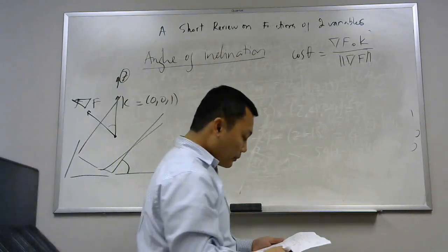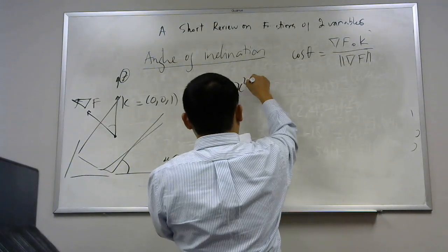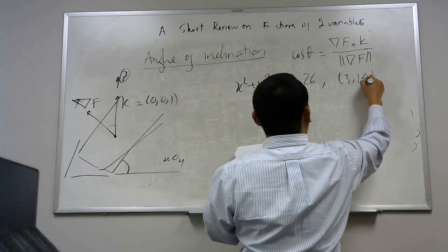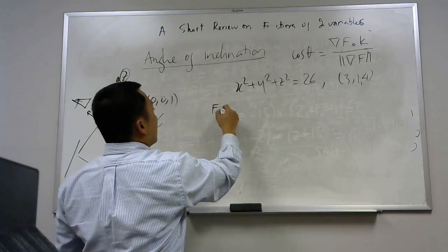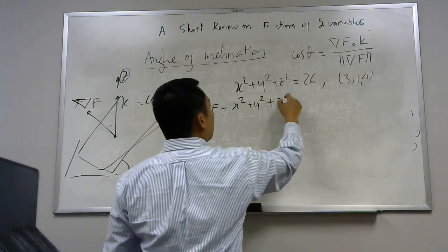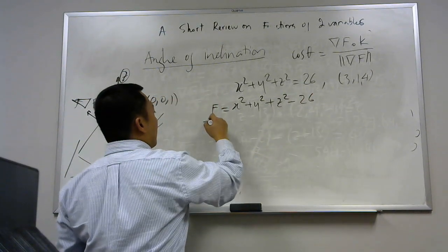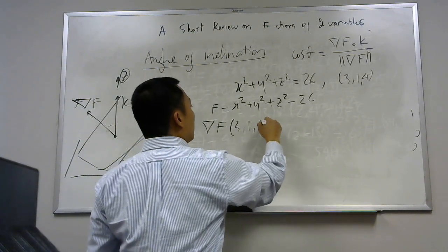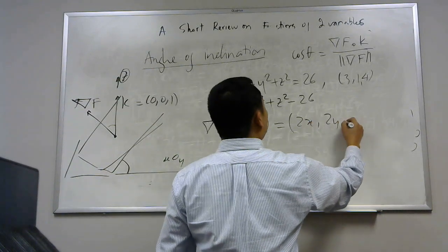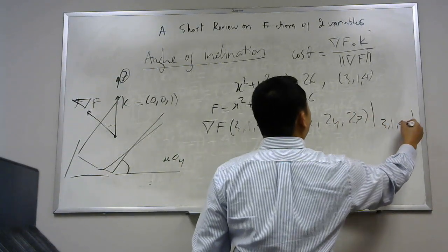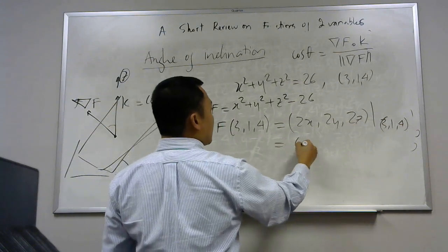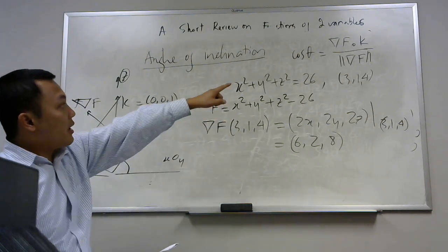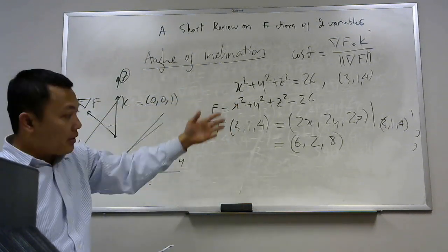So here we have x squared plus y squared plus z squared equal to 26. And the point is 3, 1, 4, right? I write f equal to x squared plus y squared plus z squared minus 26. And then I find the gradient of f. Let's calculate at 3, 1, 4. That is 2x, 2y, and 2z, right? At 3, 1, and 4. So what's that? That is 6, 2, and 8. So that is the gradient vector at that point. And then you just apply the dot product divided by the norm of that, and you get the answer.